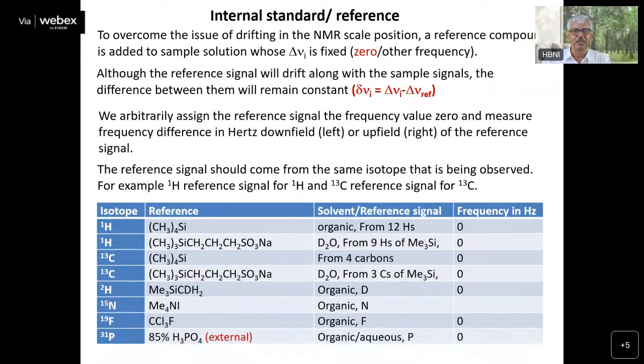Here I have shown a list of references commonly used in NMR spectroscopy. For proton NMR, mostly it is tetramethylsilane, and you get 12 protons, a single line, a singlet, and we put the frequency at 0 Hz. Similarly, if the sample is water soluble, we use again a silicon derivative, 3-trimethylsilyl propane sulfonic acid sodium salt, and again the 9 hydrogens of the trimethylsilyl group are put at frequency 0. Similarly for carbon, and all the other things have been given.